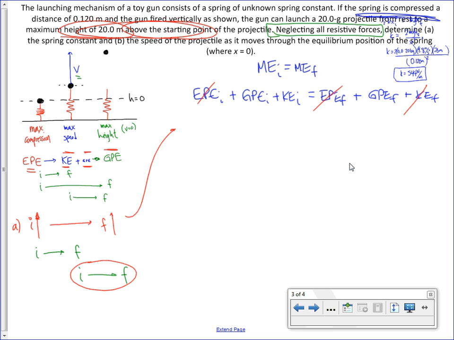And it's getting a max height. I'm going to say initial height is 0. But what I'm now saying is, for this part of the problem, I'm calling this 0. So this is no longer 20 meters, because that was 20 meters above this height. So it's now 20 meters minus, well, that was our x, the amount that the spring was compressed. So 20 meters minus 12 centimeters, that's 19.88 meters.